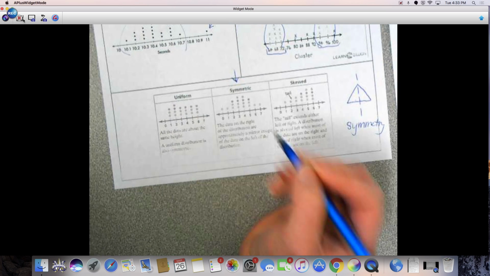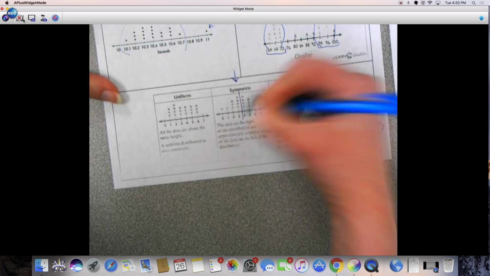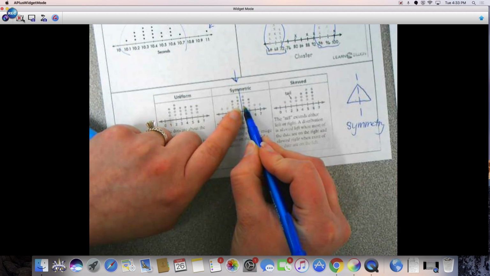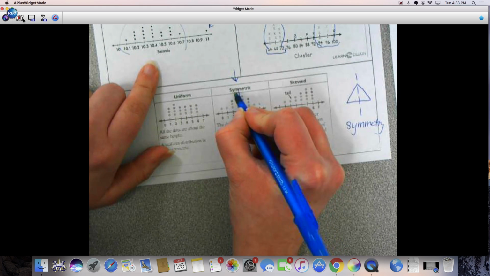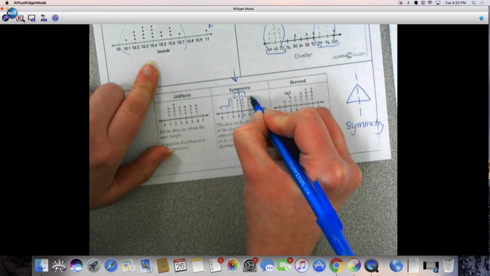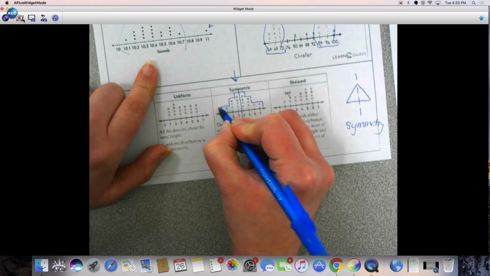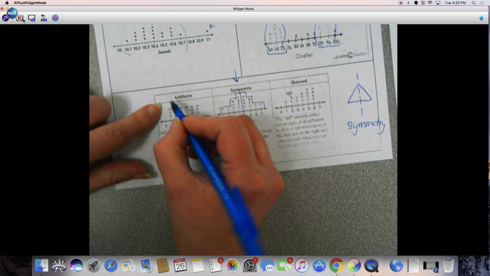Okay? So symmetric distribution means if we were to split this right here down the middle, it'd be the same on both sides. We have 4 dots, 3 dots, 1 dot, 1 dot. So it makes kind of the same shape if we were to draw a shape down it. It would make the exact same shape. It is symmetrical.